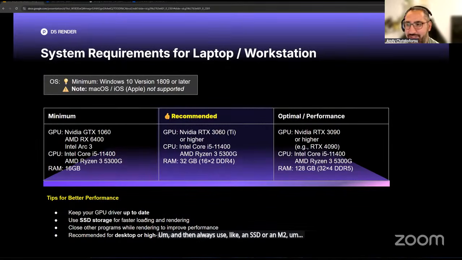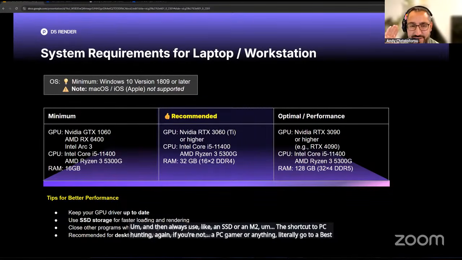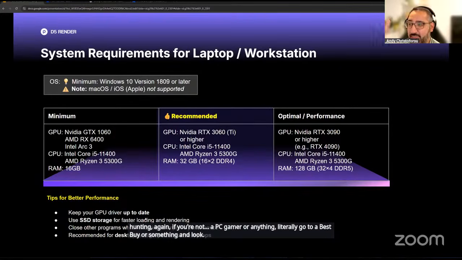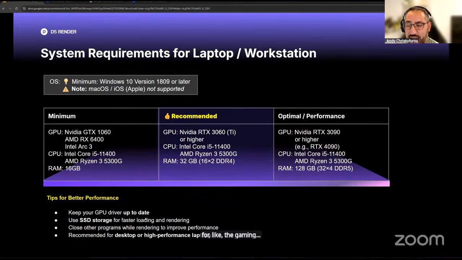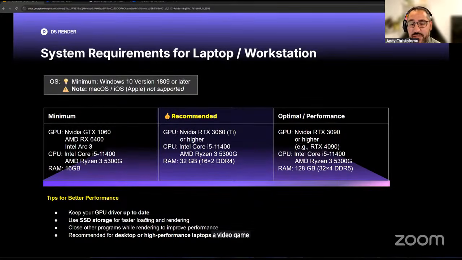The shortcut to PC hunting, again, if you're not a PC gamer or anything: literally go to a Best Buy or something and look for the gaming machines. Here's the reality: D5 Render, from a technical point of view, is literally like a video game. That's why gaming hardware works really well with D5 Render.